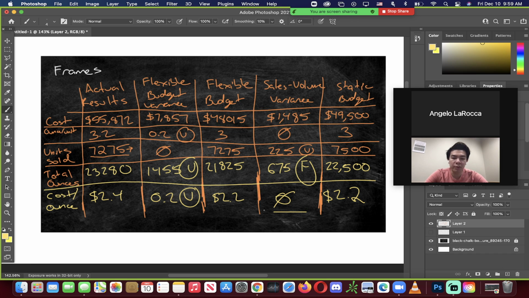So that's a 0 because of ratios. The cost per ounce is not going to change from static budget to flexible budget. So if we take this number right here divided by this number, it'll be 2.2, and this number divided by this number is also going to be 2.2 if you try it in a calculator.